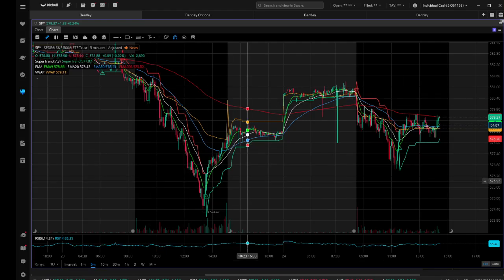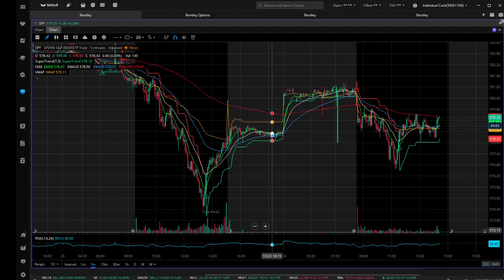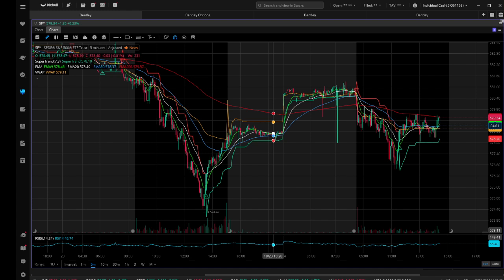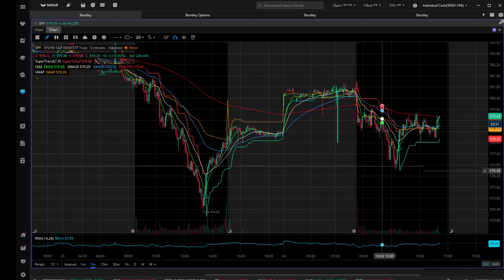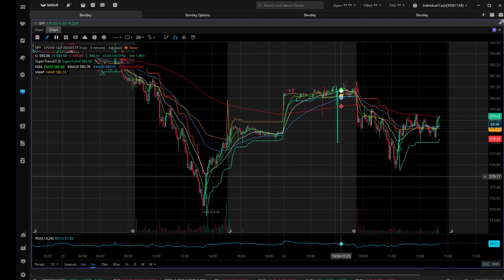All right, today we're going to be talking about the 9 and 200 EMA. I only like to use this on the 5 and 10 minute chart. The other charts, it still works, but these two are the best time frames for intraday. I'll find an example and I'll show everybody what I'm talking about.